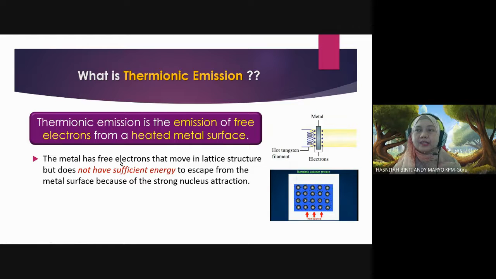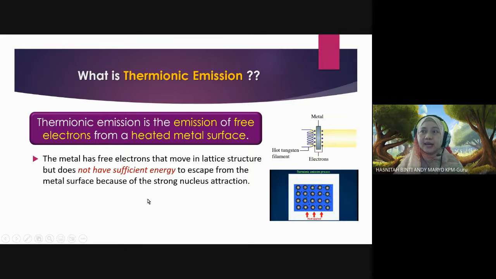Any conductor or any metal has free moving electrons that move in a lattice structure as shown here, but they do not have sufficient energy to escape from the metal surface because they are bound by the strong attraction of the nucleus. So this is what happens under normal temperature. They have free electrons, but they are just moving around the metal in this lattice structure, because they do not have sufficient, meaning not enough, energy to escape from the attraction force of the nucleus.